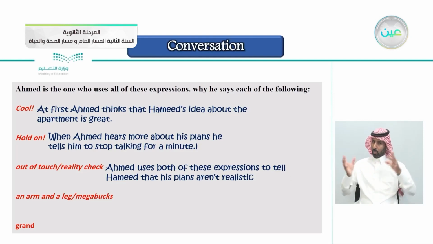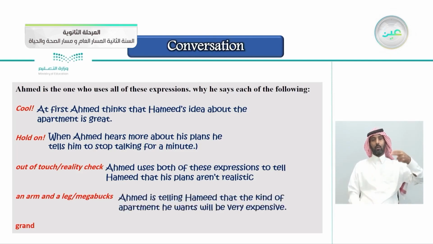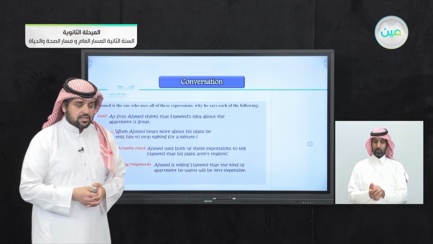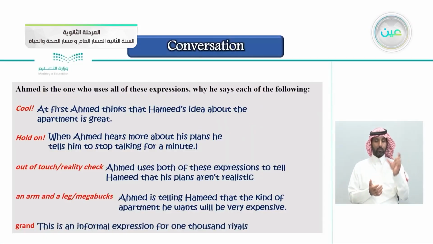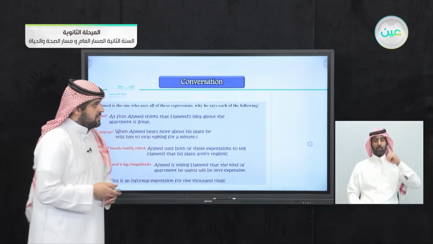An arm and a leg and megabucks. Why did Ahmed say it will cost you an arm and a leg and megabucks? Ahmed is telling Hamid that the kind of apartment he wants, a large apartment with parking and all of these facilities, would be very expensive. And the word grand here is an informal expression for 1,000 riyals. If you want to use formal language, you would say 1,000, 2,000. 2 grand is informal.